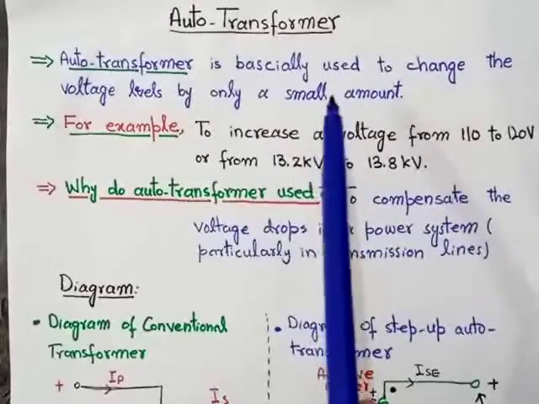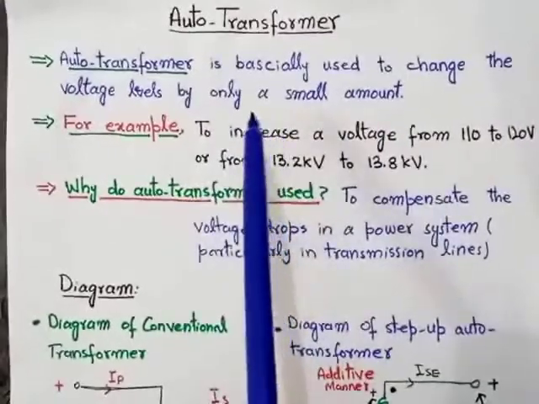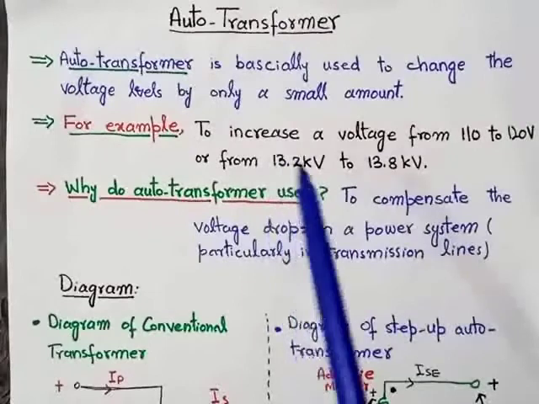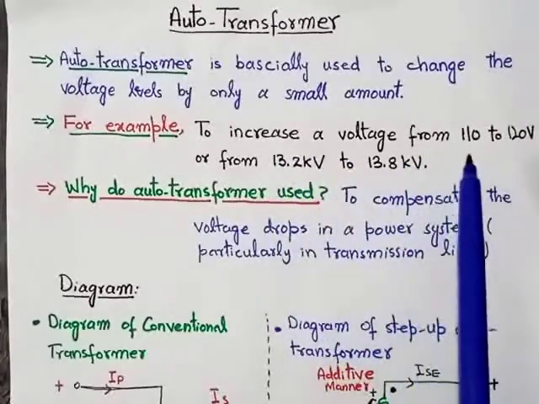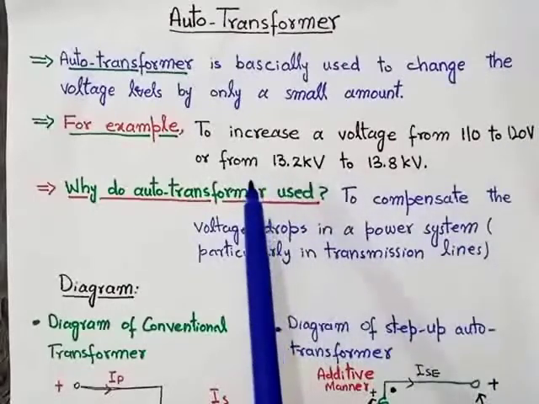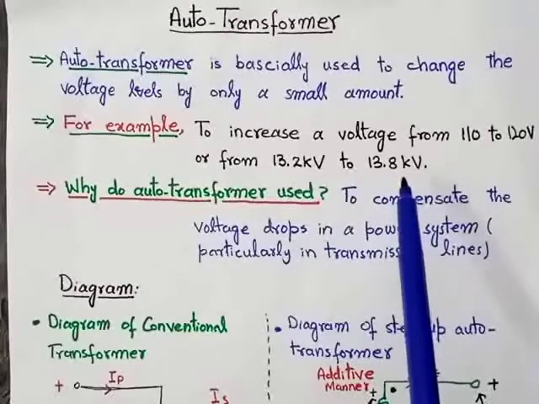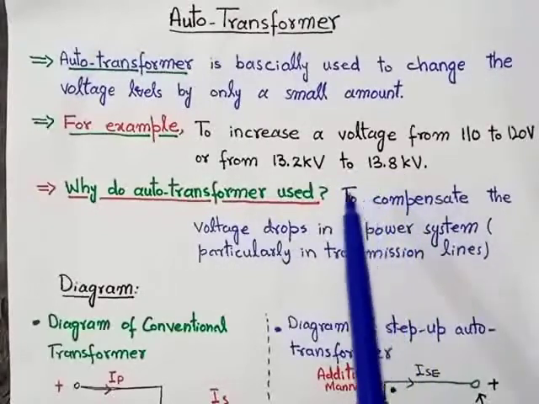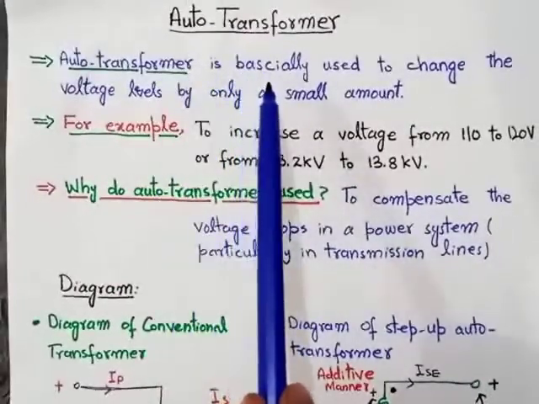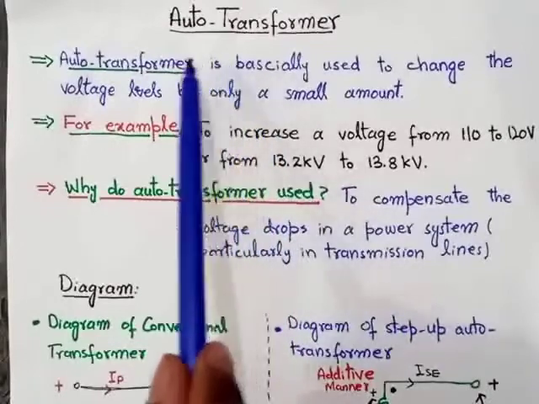An autotransformer is basically a transformer used to change the voltage level by only a small amount. For example, if we want to increase a voltage from 110 volt to 120 volt, that is just 10 volt, or from 13.2 kilovolt to 13.8 kilovolt, only a small voltage increase, then we will use the autotransformer. So now the question is, why do we use autotransformer?